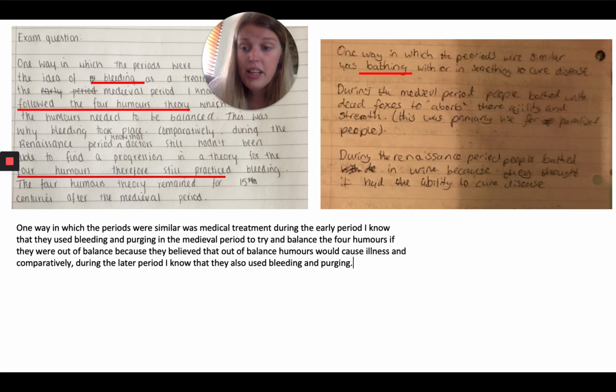This is another one. This is another one on bleeding and purging. Okay, so both treatments were used, and both were humoral treatments, so based on the 4 humours. Okay, so one way in which this was similar was during the early period. I know that they used bleeding and purging in the medieval period to try and balance the four humours. A little bit messy on the writing there, because we've said during the early period in the medieval period, so that could be tidied up slightly. To try and balance the four humours if they were out of balance, because they believed out of balance humours would cause illness.